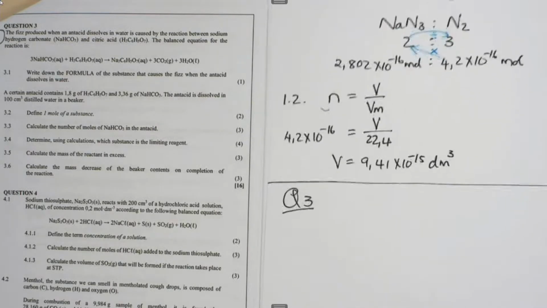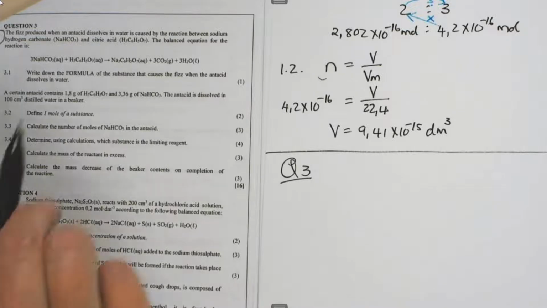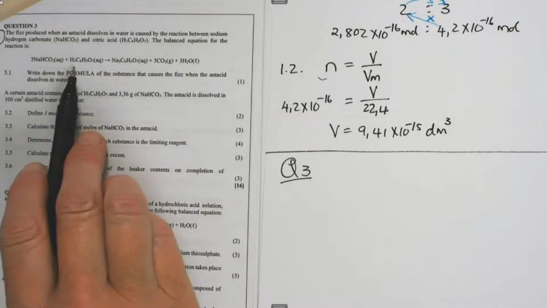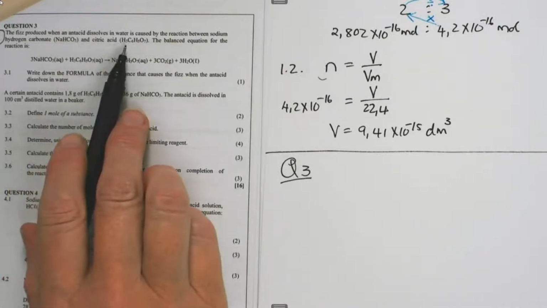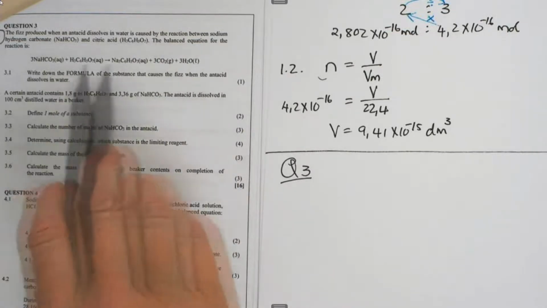Okay, question 3. The fizz produced when an antacid dissolves in water is caused by the reaction between sodium hydrogen carbonate, in plain English we call that Eno's. So that's sodium hydrogen carbonate, that is commonly known as Eno's. And citric acid. There's the formula of the citric acid. The balanced equation for this reaction is that.